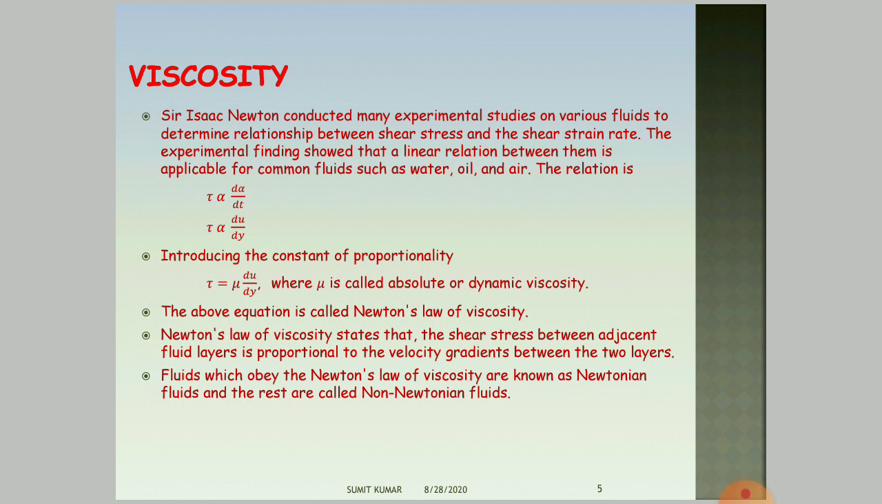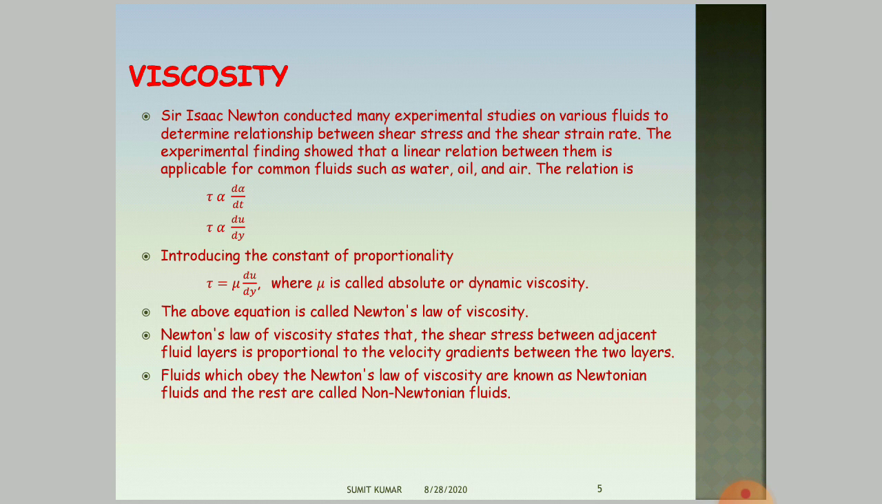Mathematically, it can be written as tau is directly proportional to d alpha by dt, or tau is directly proportional to du by dy. After introducing the constant of proportionality, this equation will be tau is equal to mu into du by dy, where mu is called dynamic viscosity. This equation is known as Newton's law of viscosity.